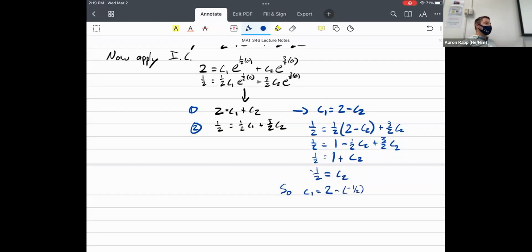Well, we said it's going to be minus whatever the value of C2 is. So C1 is going to be 2 minus whatever the value of C2 is. So I subtract a -1/2, which just means I'm adding 1/2 to it. So it's 2 plus 1/2, 5/2.